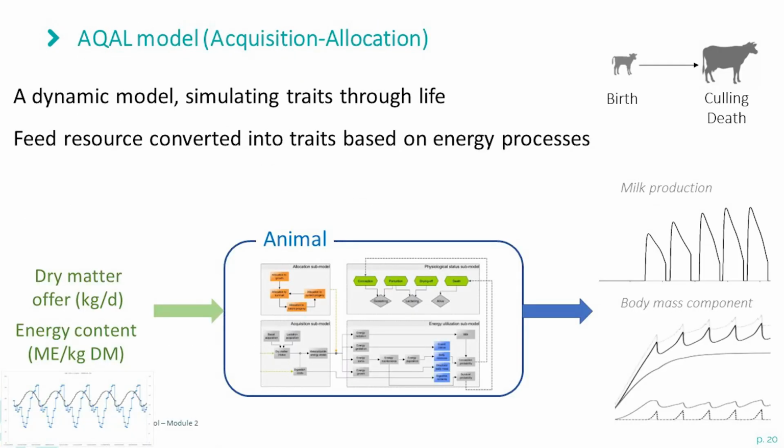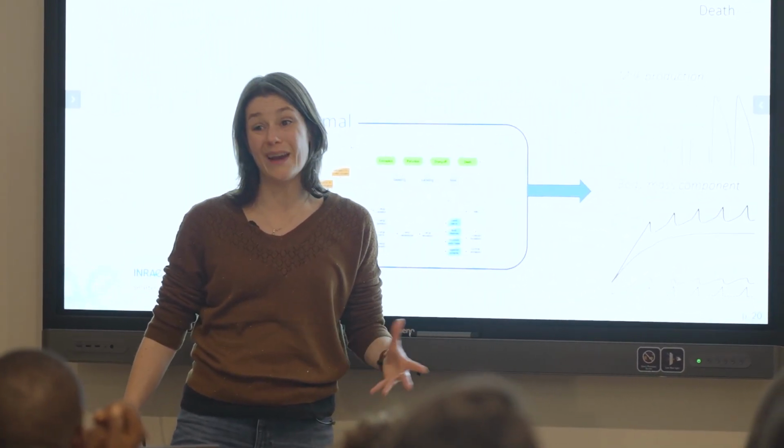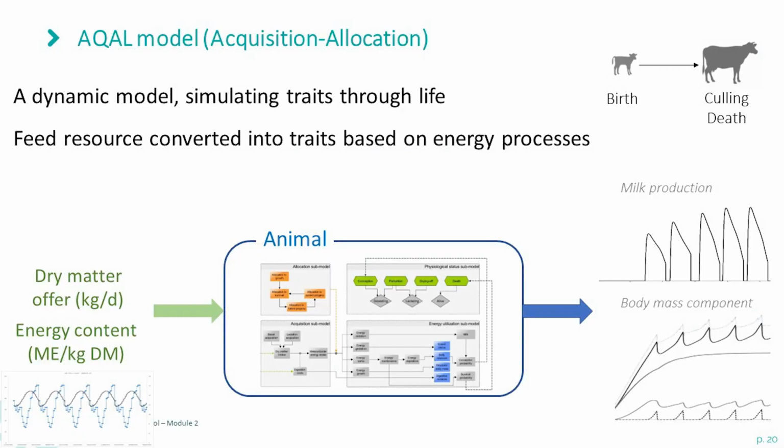So, just a bit of introduction about the model before you go into the code and we try some stuff. ACAL stands for acquisition allocation, very original. It's a dynamic model, so time is everything. Each time you generate something, and I didn't put that on the graph, this is an illustration of the output. The x-axis is time, or age. The model is simulating the lifetime of, here, a dairy cow from birth to culling or death. That depends. And I told you about the nutrition background of the model.